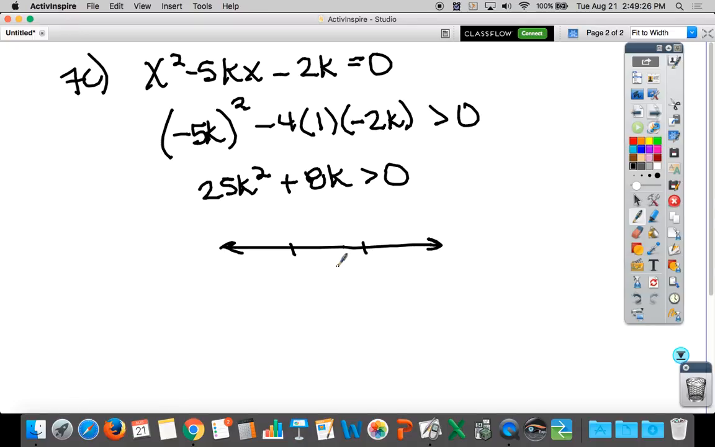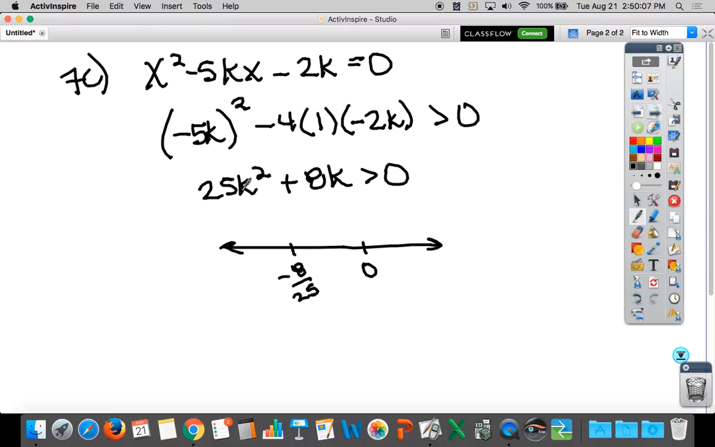I think it's positive and -4/5, but I'm not. No, that's not gonna be it. I need to look at it. Confusion. 0 and -8/25. Okay, that's all right. So this is 0 and this is -8/25.